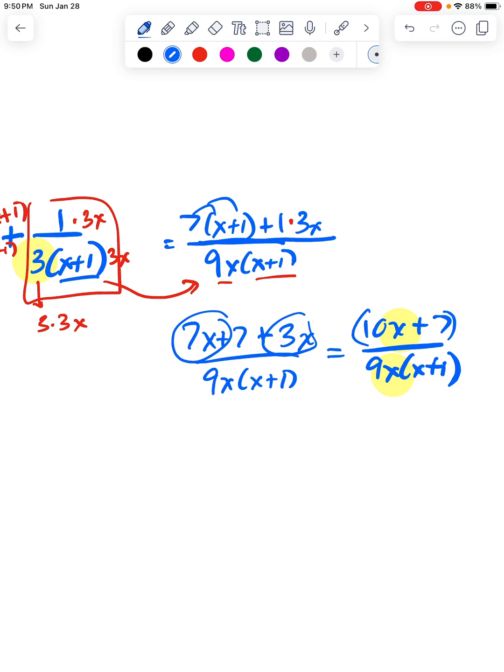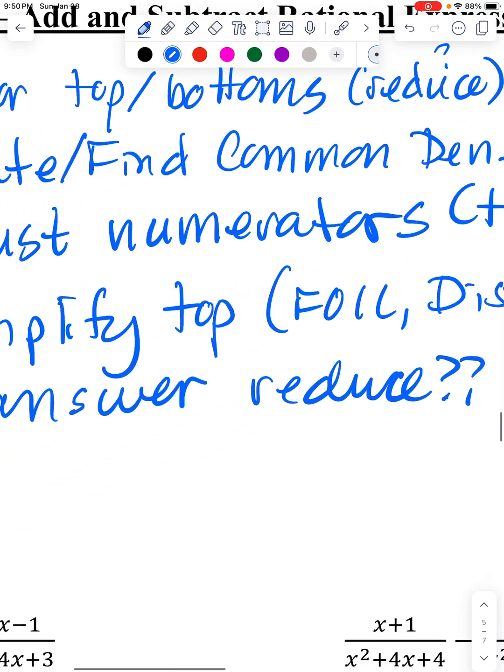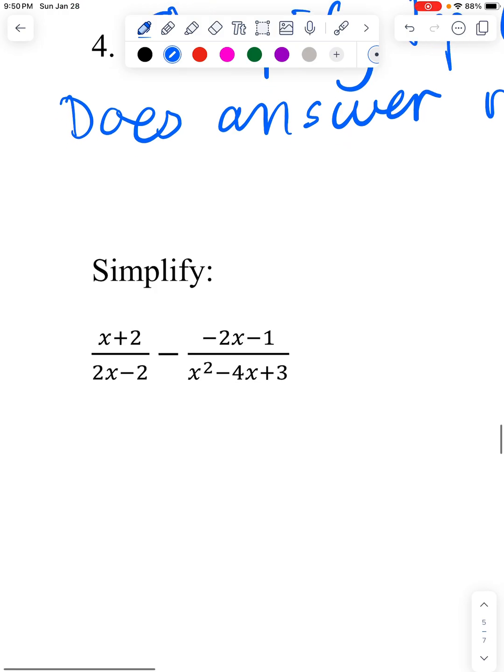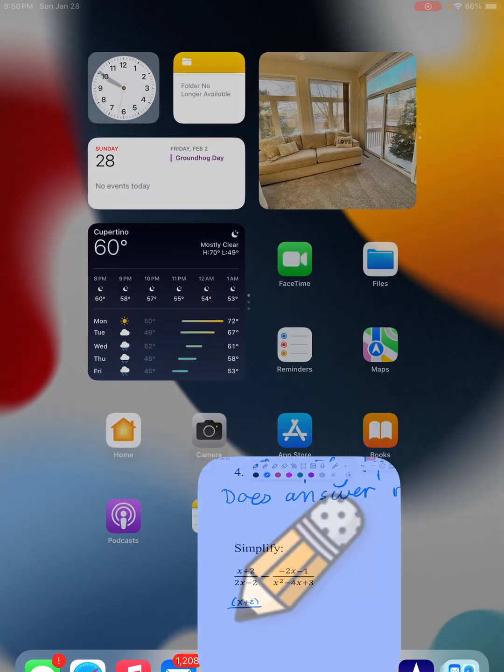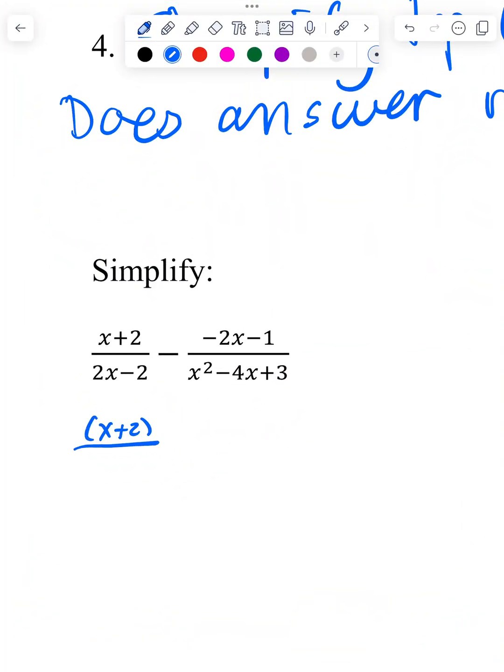So, okay, this is my final answer then. So let's keep going because I get that this is kind of tricky. Can I factor this top part? No. Can I factor the bottom left? Yes. I can take out a 2, leaving me with x minus 1. Then I have subtraction. What can I do up here?